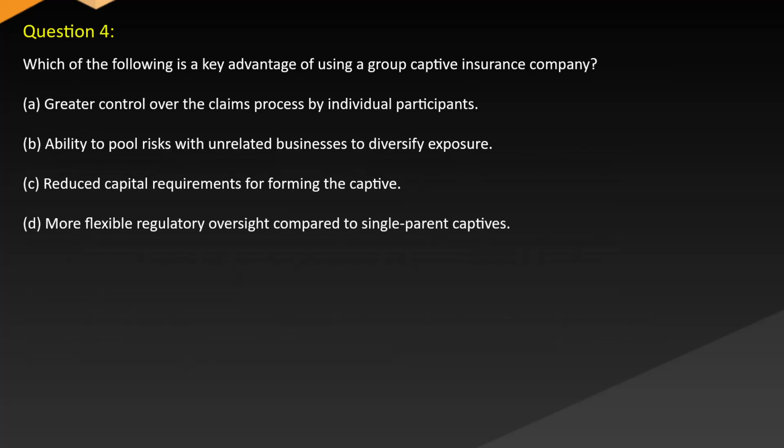Question 4. Which of the following is a key advantage of using a group captive insurance company? A. Greater control over the claims process by individual participants. B.